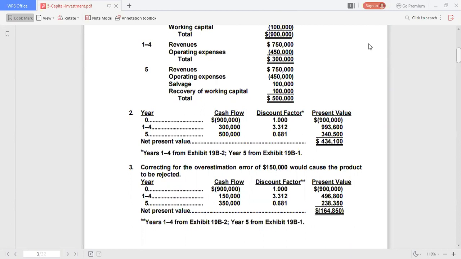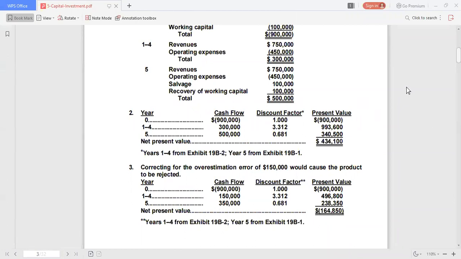So, we now get the total of the present values. The total of the present values is the NPV, or net present value, of 434,100. That's net of the cash outflows in requirement number 2.